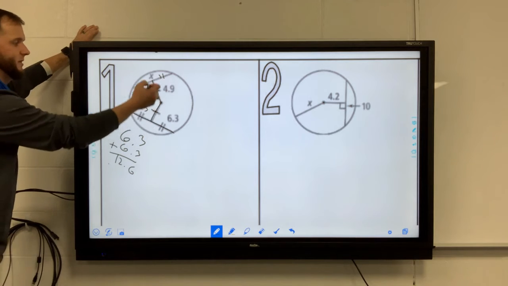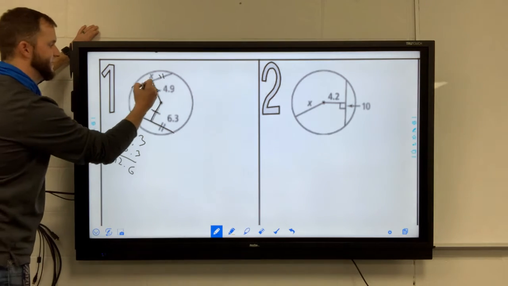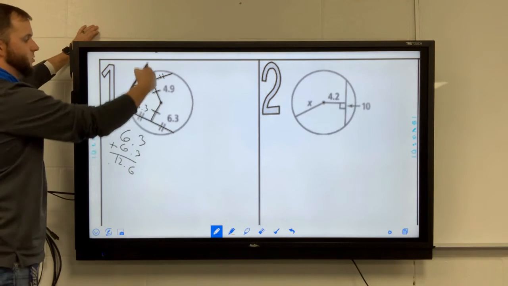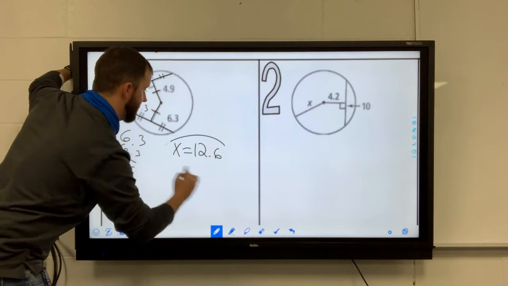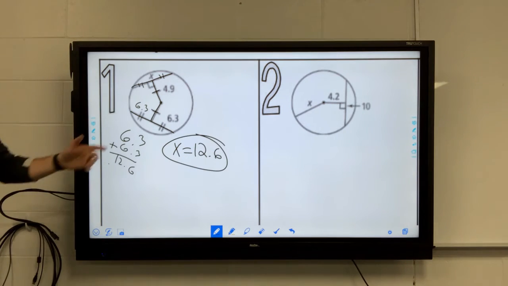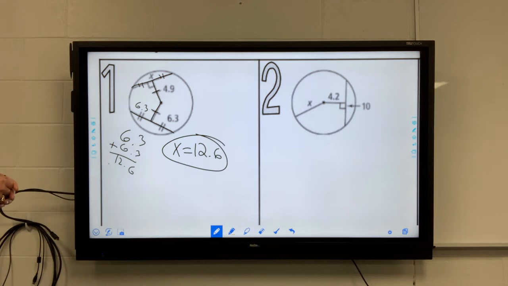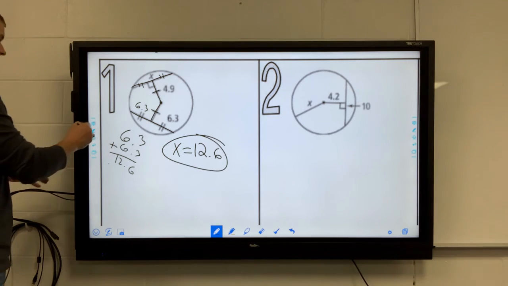Since they're equidistant from the center, that entire chord would be equal, so x would in return equal 12.6 as well, because we're using that last definition that we looked into. Okay, so let's jump over to example number 2.